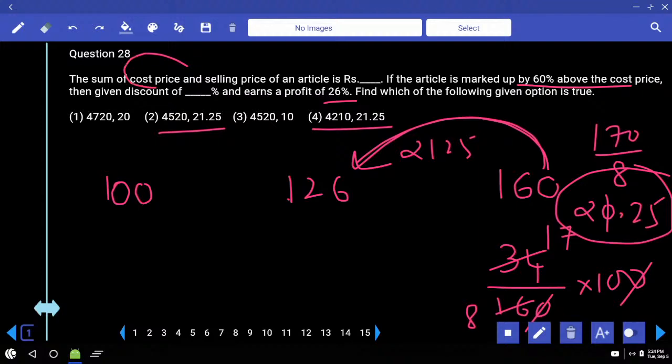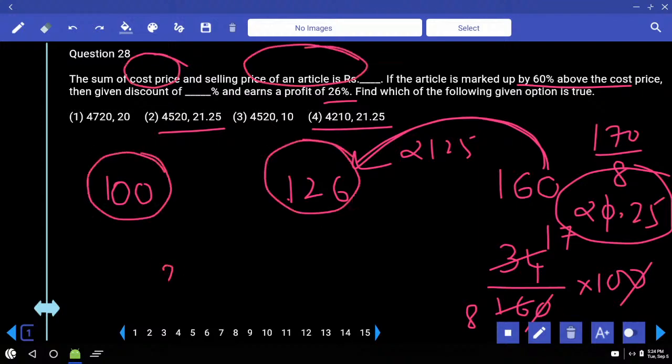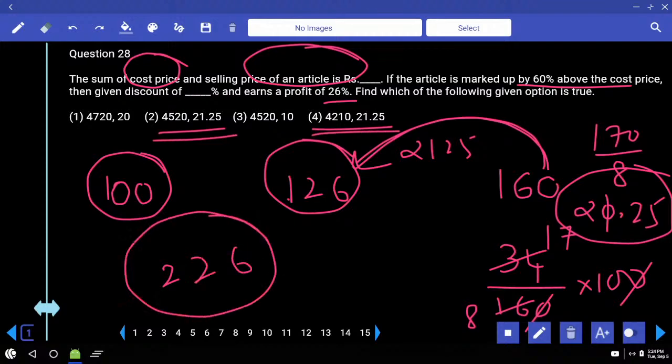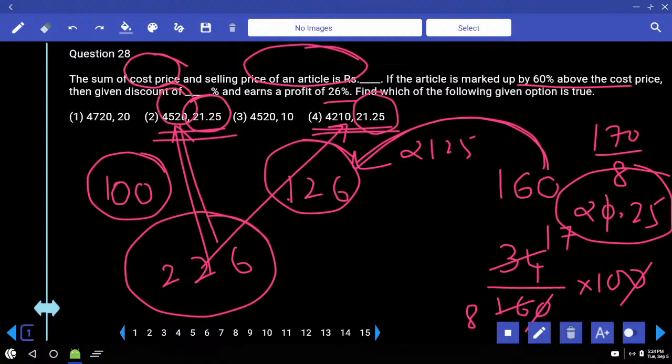What is the cost price and selling price? 100 plus 126 will give 226 rupees. So tell me which option is divisible by 226. Only two options are there with 21.25, out of which 4520 will be divisible by 226. 452 is 2 times 226, isn't it? So definitely option 2 should be the answer.